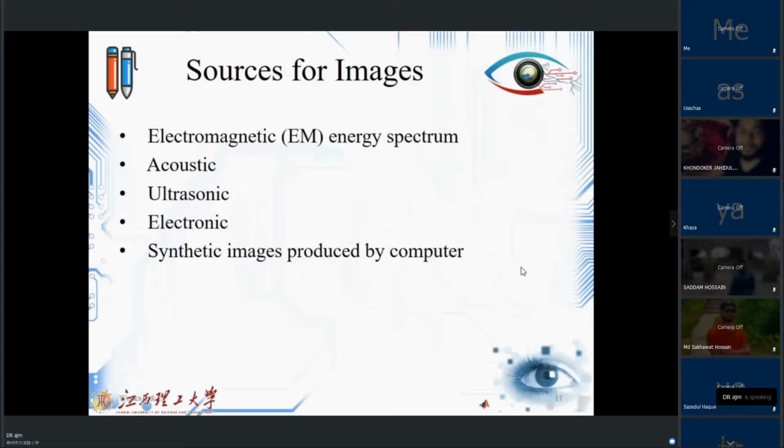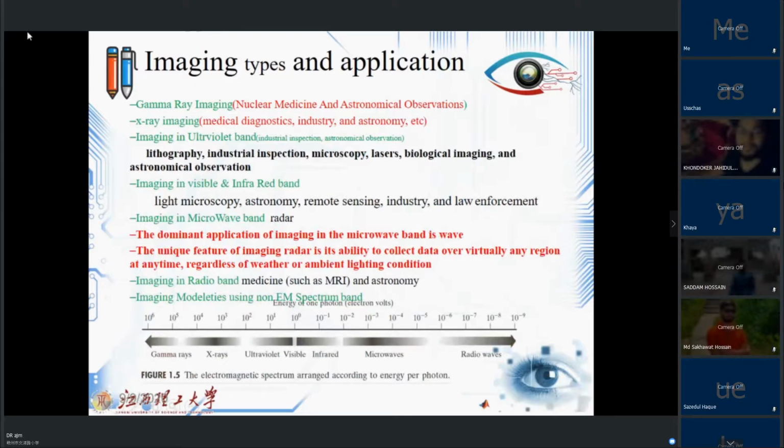Okay, we understand what a digital image is and a little bit of how it is created. But let us see what the source of any image can be. Scientifically, the sources of images are categorized into five parts: the electromagnetic energy spectrum, acoustic, ultrasonic, electronic, and synthetic images produced by the computer. Let us see these source images.